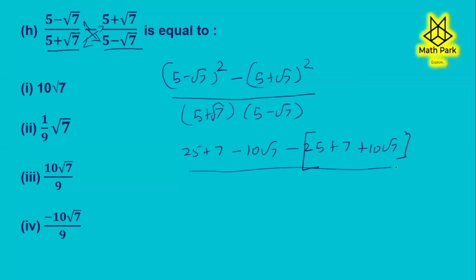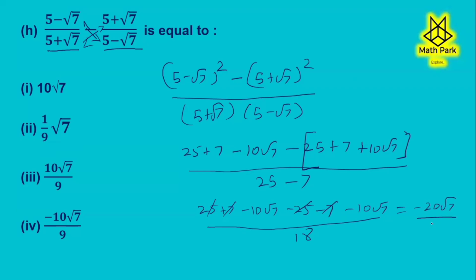Denominator we have a square minus b square. So 5 square is 25, root 7 square is 7. 25 plus 7 minus 10 root 7 minus 25 minus 7. When you open the bracket, this all becomes negative: minus 10 root 7. Denominator we have 25 minus 7 is 18. 25 minus 25, 7 minus 7. Minus 10 root 7 minus 10 root 7 is minus 20 root 7 upon 18. Dividing by 2, 2 tens are and 2 nines are. We have minus 10 root 7 upon 9 is the correct option.